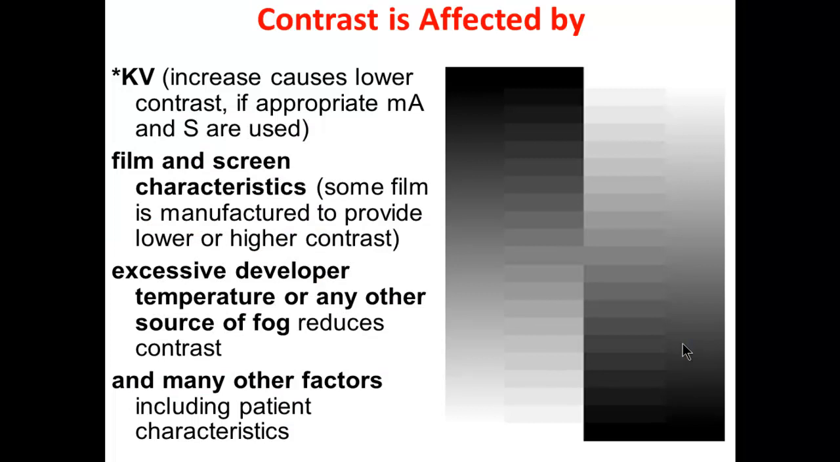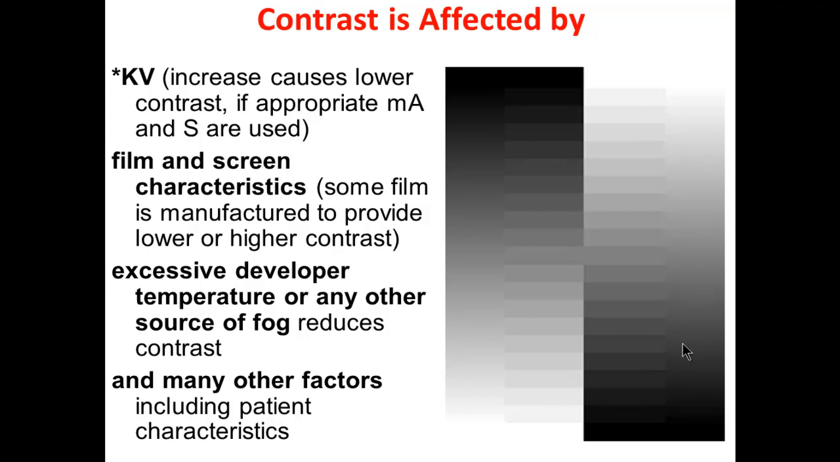And contrast has many parameters that affect it as well. We mentioned KV is the controlling factor. Also, some film is manufactured to provide a higher or lower contrast. The developer will also affect your contrast, usually if there is something wrong with it, like the temperature is too high. And there are many other factors, such as the patient as well, such that larger patients really reduce contrast.